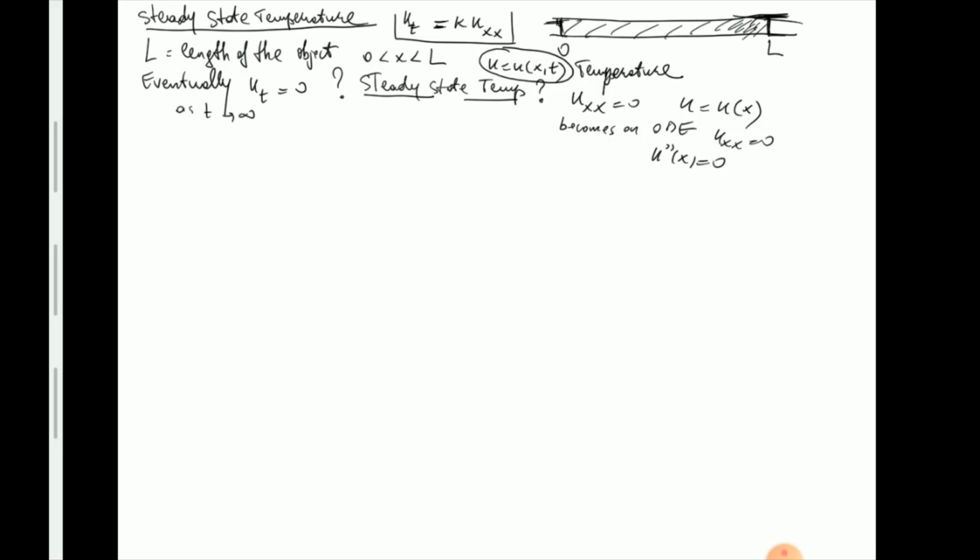So how do you solve this equation? You just integrate it twice. So let's just solve the steady state temperature, and then we're going to play with various boundary conditions. If u double prime of x is equal to 0, we can integrate twice, and each time we have a constant of integration. So u prime of x is going to be the integral of 0 dx, which is just a constant. Let's call it m.